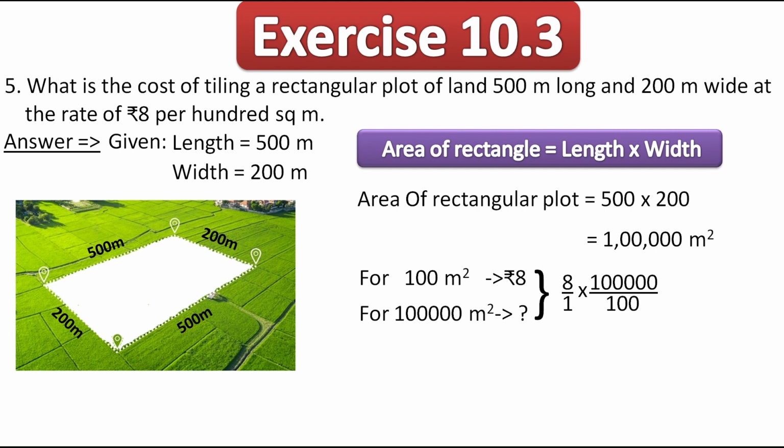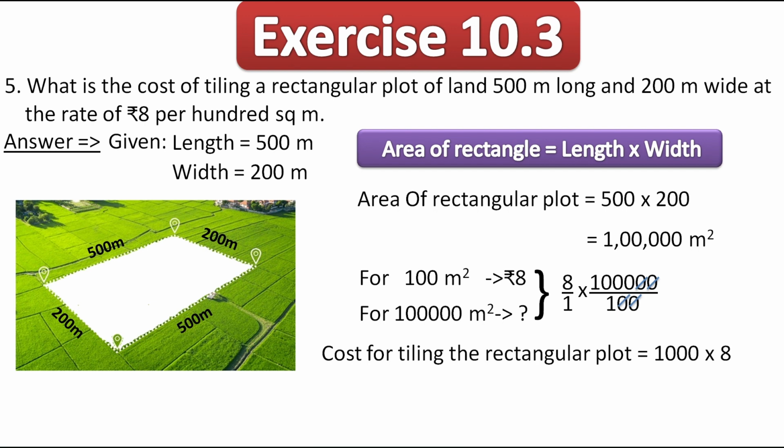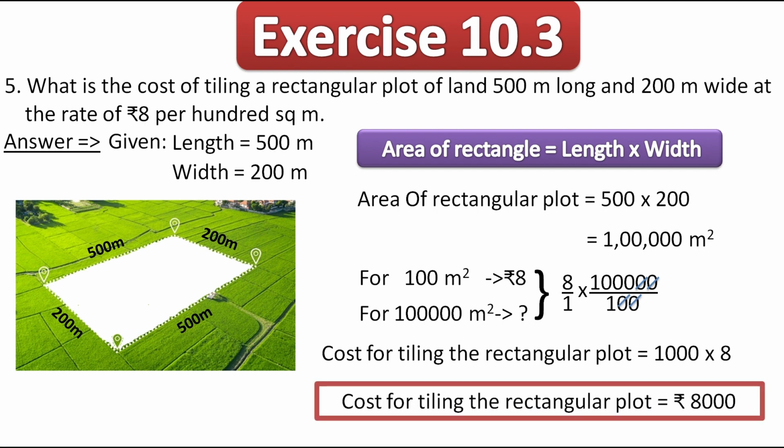So 0 0 will get cut, again 0 0 will get cut. Now in the place of the denominator we have only 1, so we will multiply the numerator, that is 8 into 1000, which will give you 8000. Means the cost for tiling the rectangular plot is equal to rupees 8000. If they charge per 100 square meter rupees 8, then they will charge for 1 lakh meter square rupees 8000.